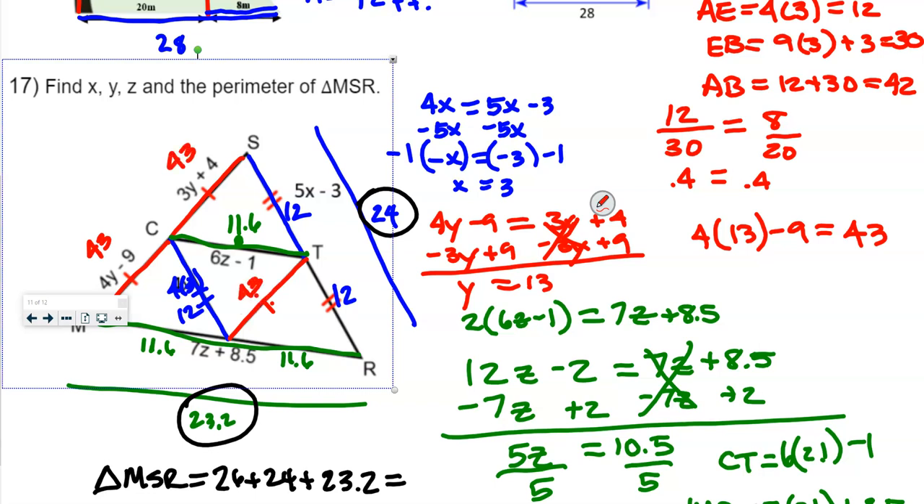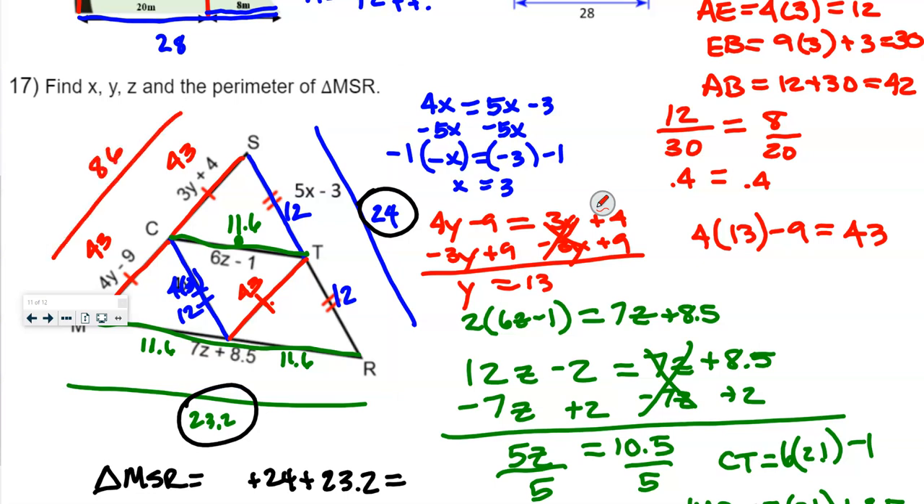See, teachers can even make errors. So that couldn't have been 26 right there. So what is 43 plus 43? Isn't that 86, guys? That's the length of that side. So that was 86 right there. Okay, so when we add all that together, we got 133.2, and that's the perimeter of the triangle. Okay? All right.